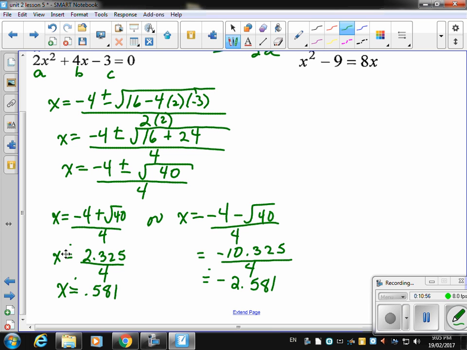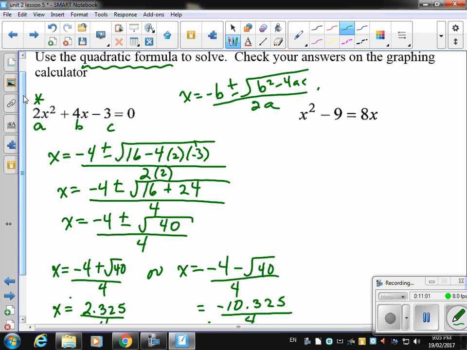The last question from me is this one. Now there's a problem with this one. X squared minus 9 equals 8x. Be careful. We need to have this equation look like ax squared plus bx plus c equals 0, or we're going to end up with the wrong numbers in the wrong spot. So I'm going to reorder this thing first of all to x squared. I'm going to subtract 8x from both sides and put him second, because that's the order it's supposed to be. And I have subtract 9 equals 0.